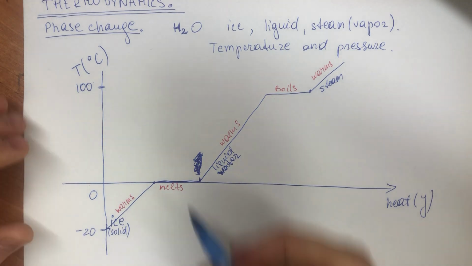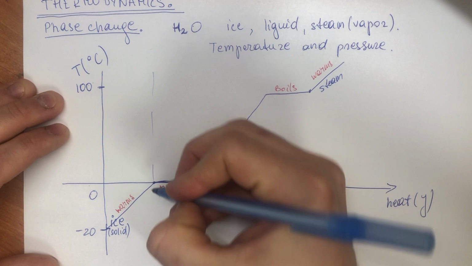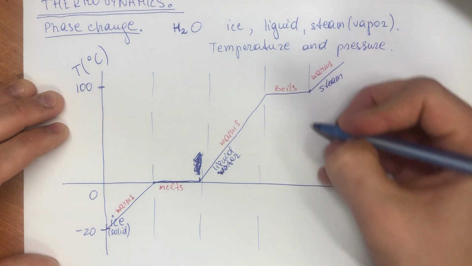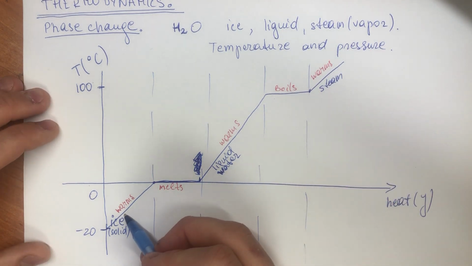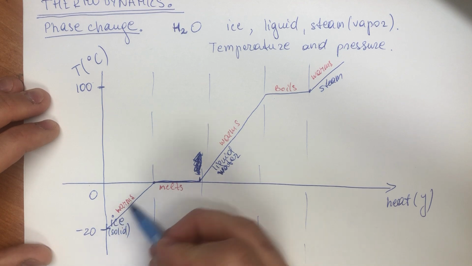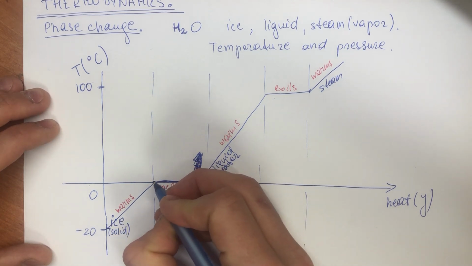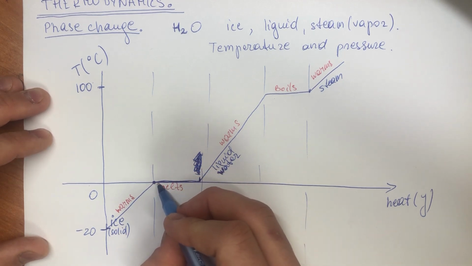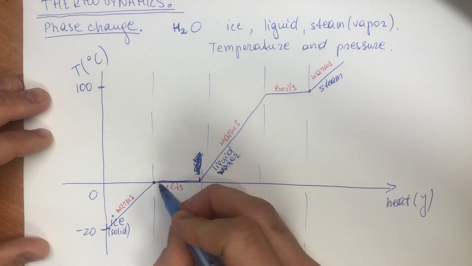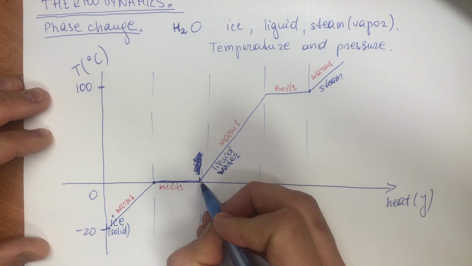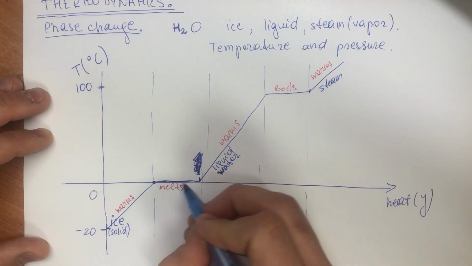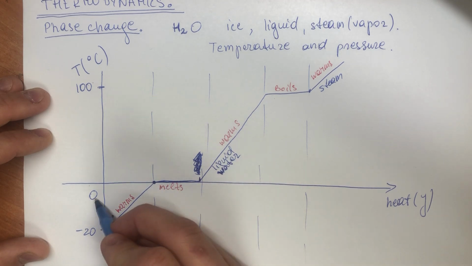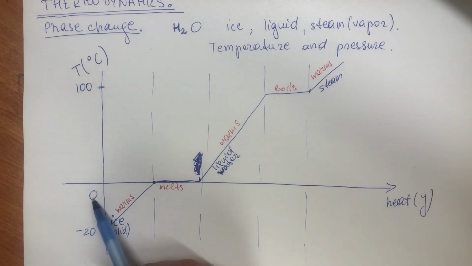So you see that there are stages when we supply heat. In the first stage, we only use heat to warm the ice, and when it reaches the critical temperature of 0 Celsius, if it gets more energy, then it melts and turns to water. If it's not supplied energy for melting, then it stays as ice. So it means that 0 degrees is a transitional temperature.